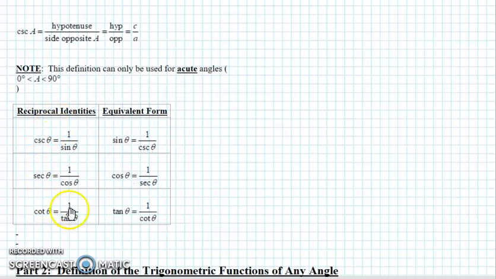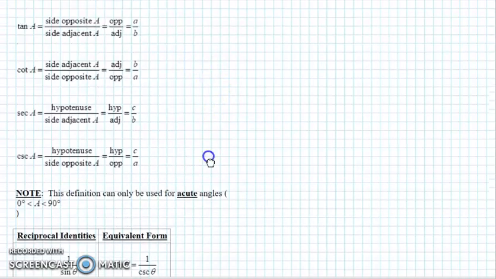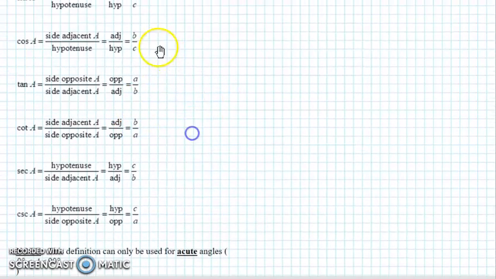And I have those reciprocal relationships in this chart here, which is also on your PDF there. So that's that. We come up with that just by noting that, well, hey, this ratio is the reciprocal of this ratio. So that's where those reciprocal relationships come from.